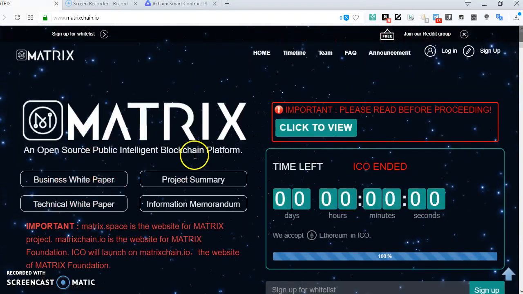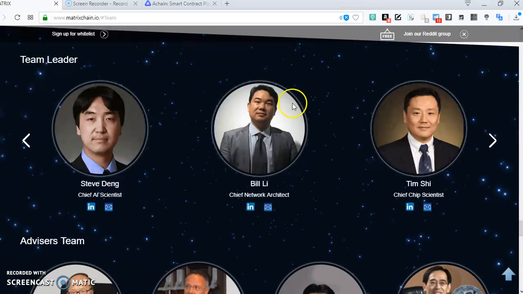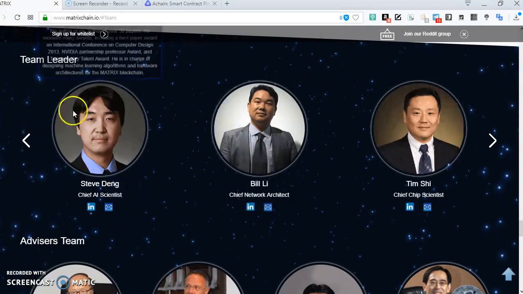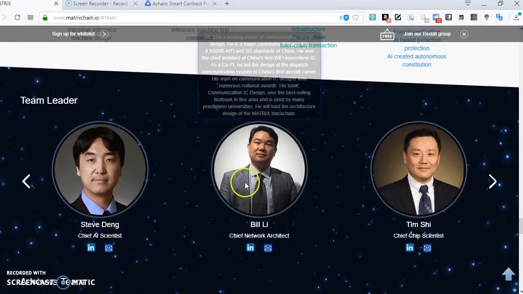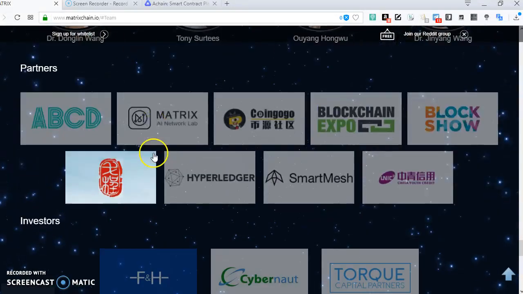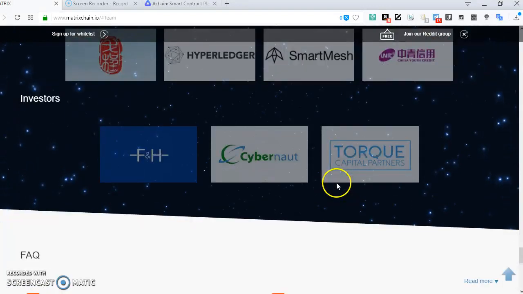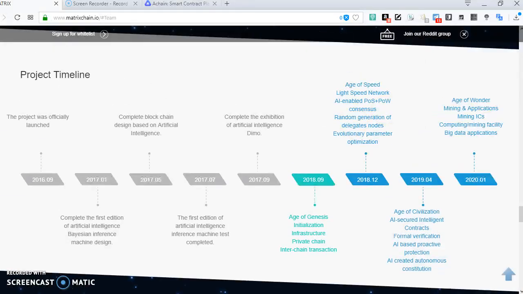So they are done with their ICO. Then who is behind the team? You can see Steve Deng. These are people who are actually working. You can see some of their partners. And you can see the roadmap.